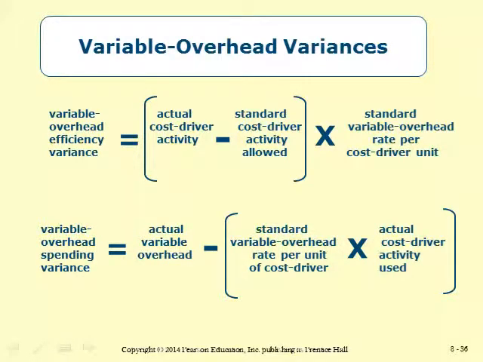When actual cost driver activity differs from the standard amount allowed for the actual output achieved, we have a variable overhead efficiency variance. The variable overhead spending variance arises when actual variable overhead costs differ from the amount predicted for the actual cost driver activity.